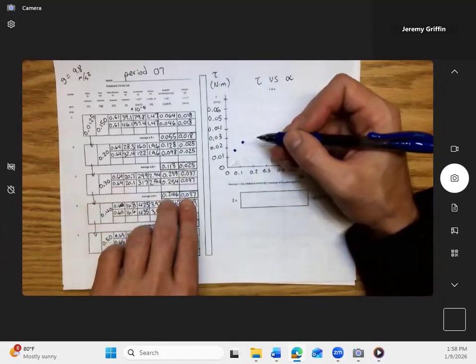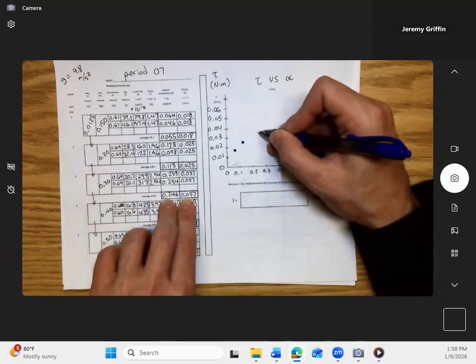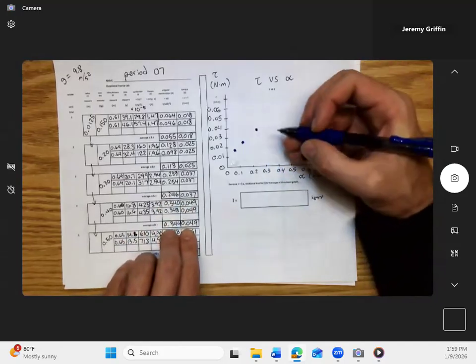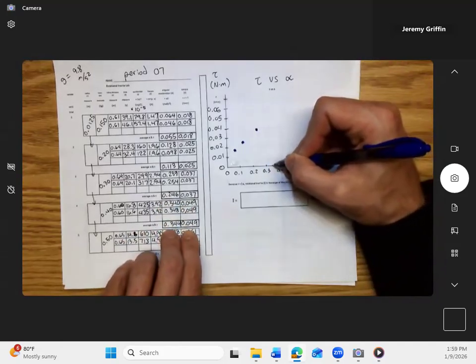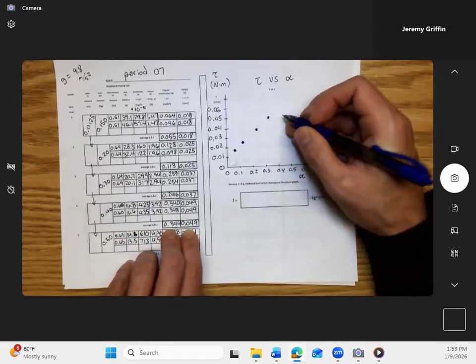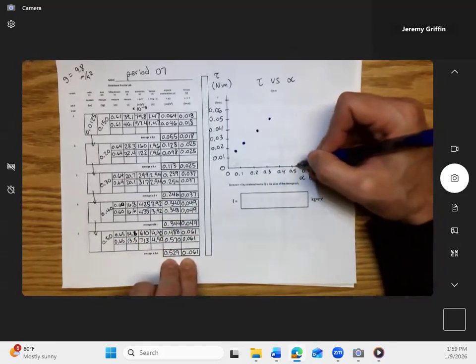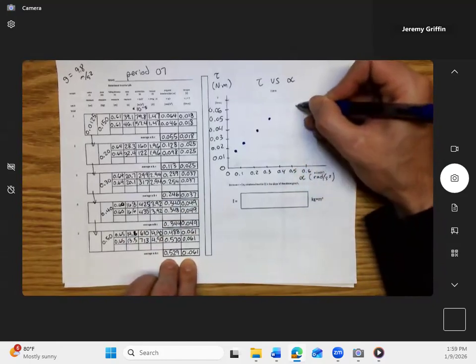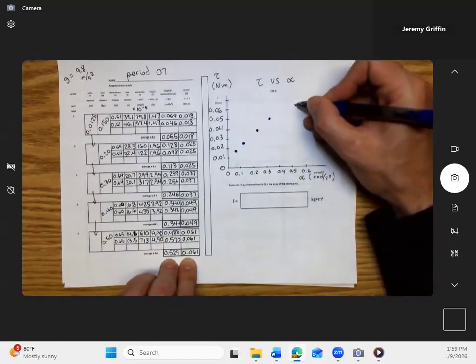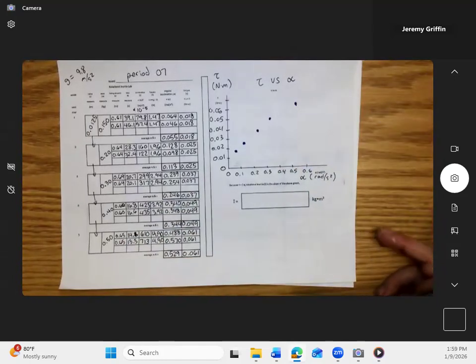Next coordinate: 0.246, right about here, and then 0.037 there, bam. Next coordinate: 0.344, 0.049, bam, there. And the last one, 0.529, straight up there, and 0.061, straight about there. Bam. All right. So you guys got 5 points.